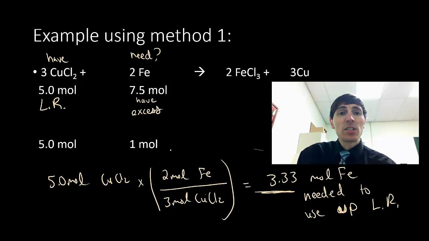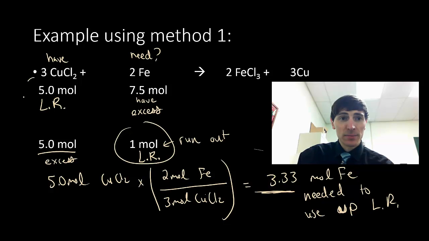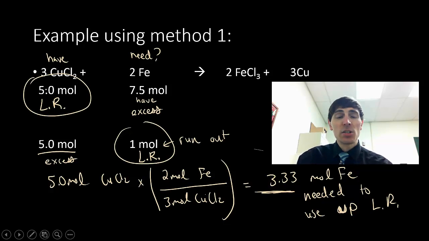Because I don't have what I need, that means that this one is going to run out way before I ever get through 5 moles of the other. So if I don't have what I need, then you know that one is going to be the limiting reactant, and the other one is going to have some excess left over. And so that's how I know. Okay, this is one way to find the limiting reactant: look at the have-to-need situation and figure out, do I have enough? If I have more than I need, it's going to be in excess. If I don't have enough, it's going to run out first.